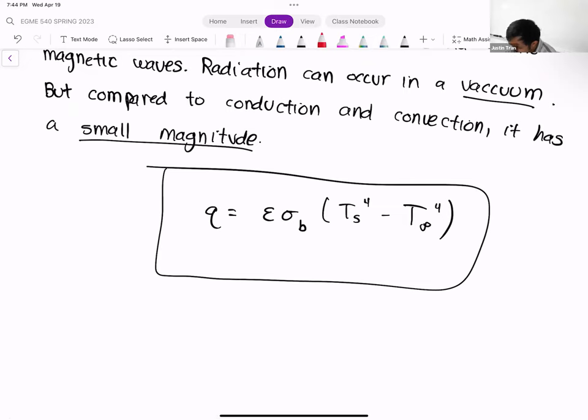Let's start with sigma B. This is known as the Boltzmann's constant. It's some constant in applied physics. It has a very, very small value, something like times 10 to the minus 8 or 9. And that's why radiation ends up being very small.